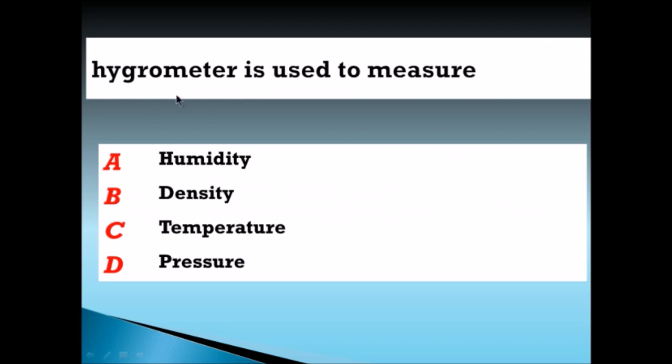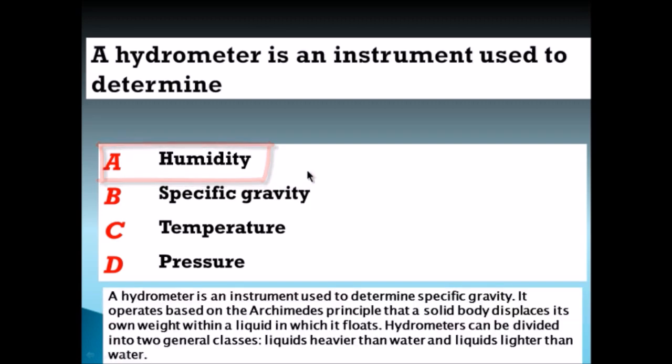The next question: hygrometer is used to measure. A hygrometer is generally used to measure humidity. Humidity is the amount of water vapor in the air. So the answer is humidity.